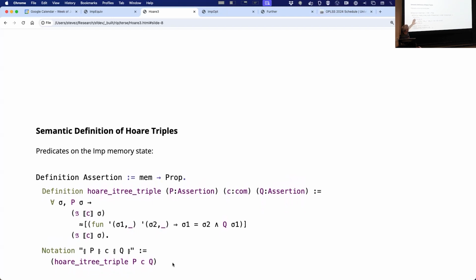It's basically saying that, give me the initial state, sigma, assuming that the precondition holds of that state, then the command C is related to itself. So this is why it's a unary Hoare logic and not a relational Hoare logic. We have the same command on both sides.